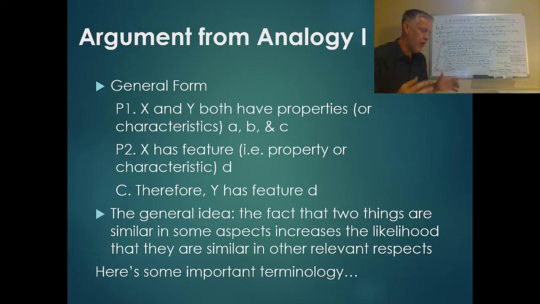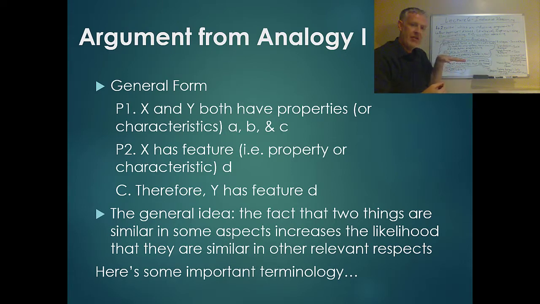So I mentioned the general form on the top of slide five, where premise one, for example, might say X and Y both have certain properties or characteristics. Properties, characteristics, traits, however you want to put it, X and Y have all these things in common. Say A, B, and C, all these are properties. They have A, B, and C in common. Then we know of X and Y that they had all those things in common.